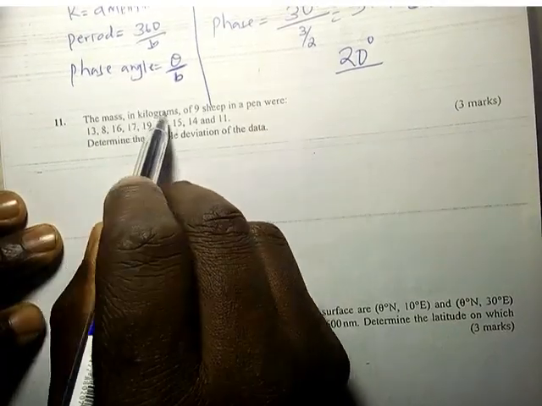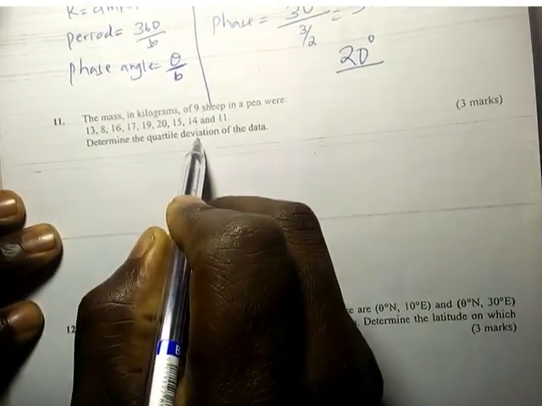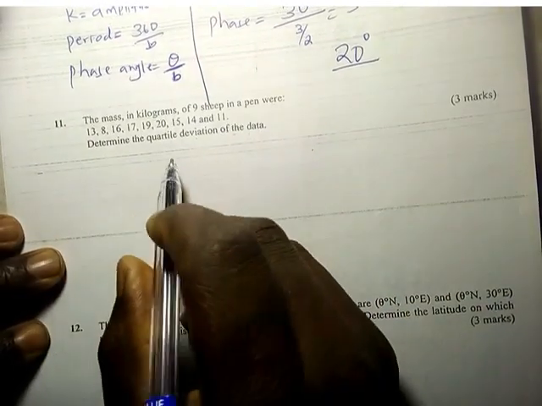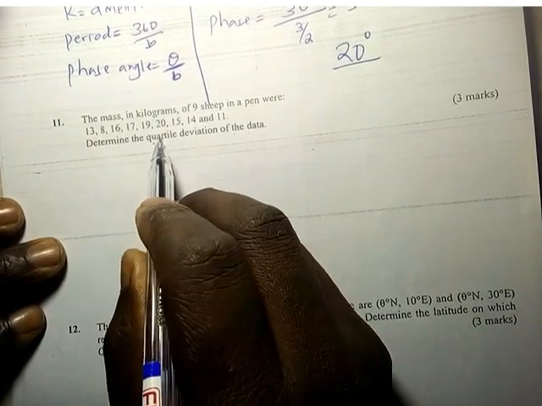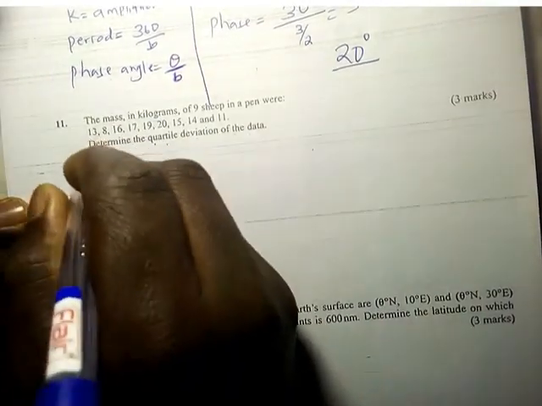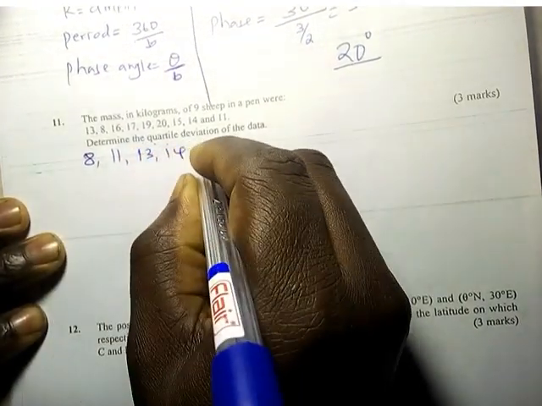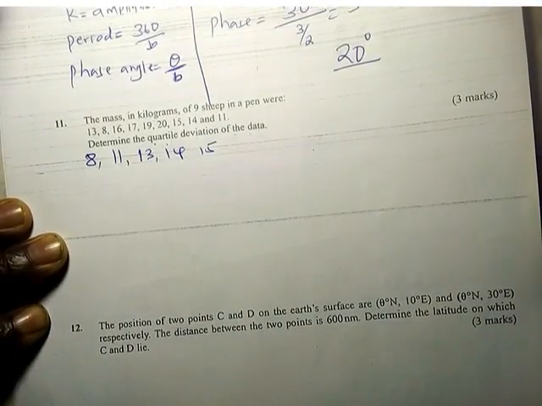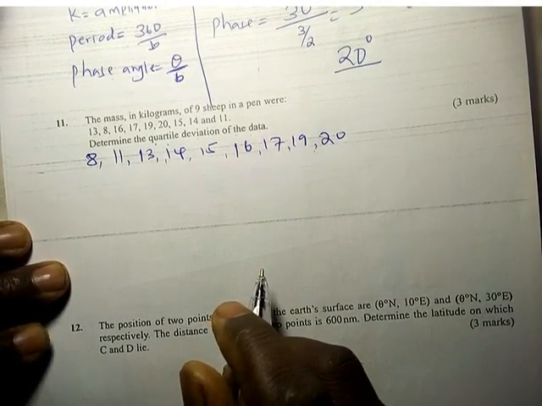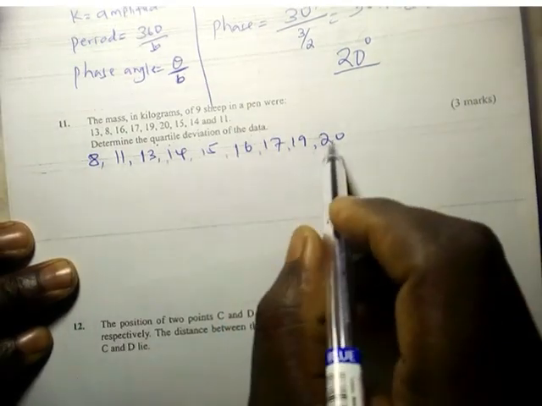The mass in kilograms of 9 shapes is this. Determine the quartile deviation of the data. So first, for us to get the upper quartile and the lower quartile, we need to arrange this data in ascending order. So once we arrange the data in ascending order, first get the median.